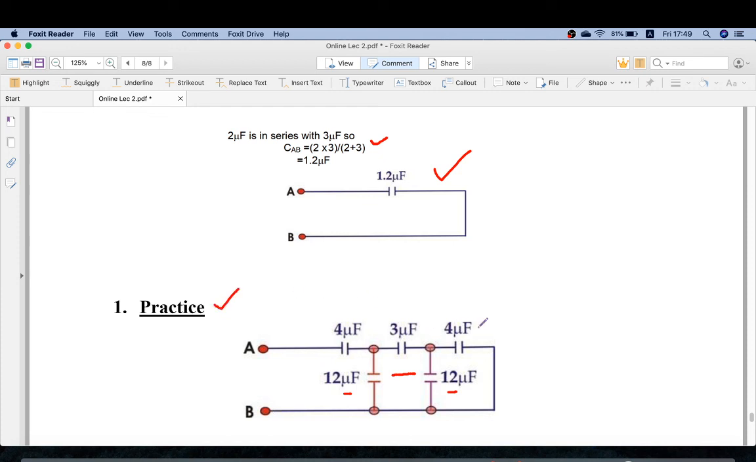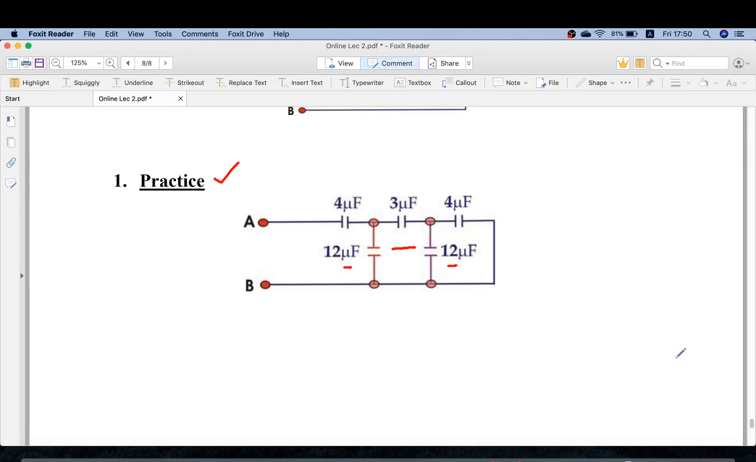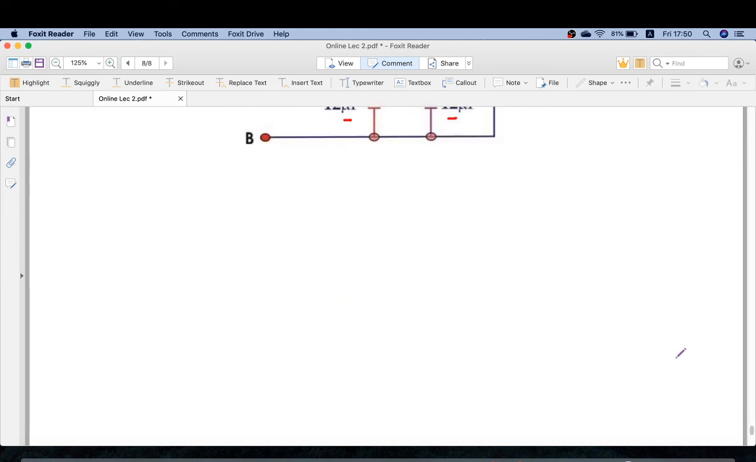There are 5 capacitors. You have to solve them. You have to see which are in series and which are in parallel. If the capacitors are in parallel, you just add them, and if the capacitors are in series, you use the formula, R1 into R2 divided by R1 plus R2. Do this practice first, and after that I will provide you the solution for this circuit.